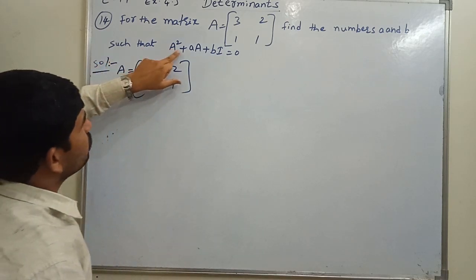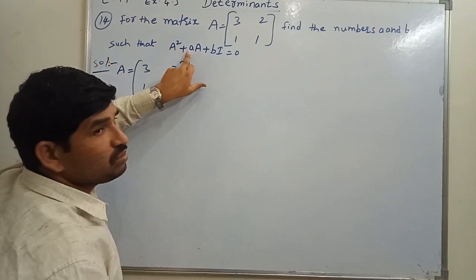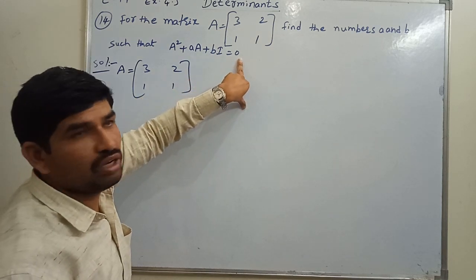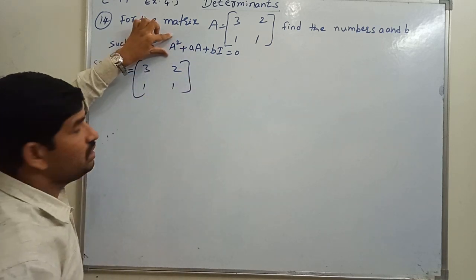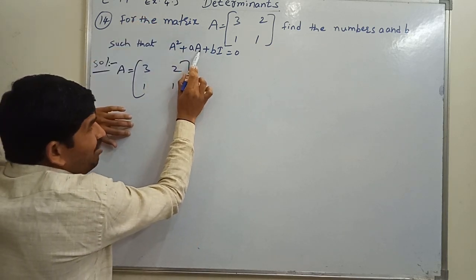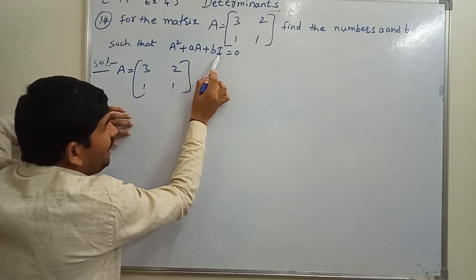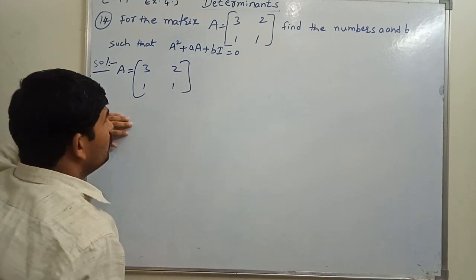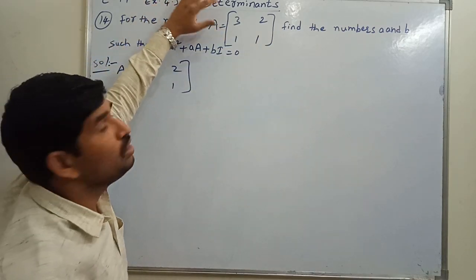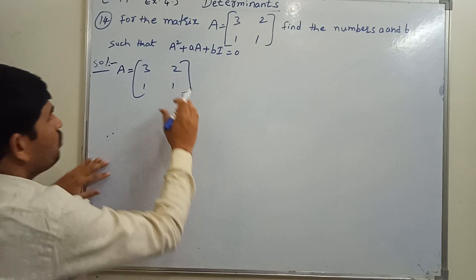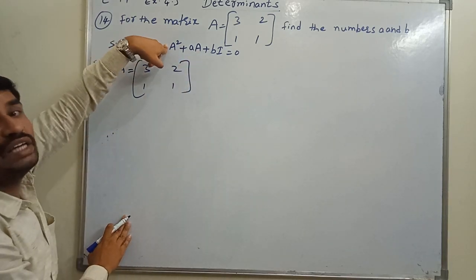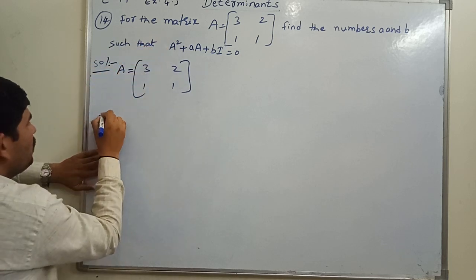Such that A square plus small a into capital A plus small b into I is equal to the 0 matrix. Once again, A square plus small a into capital A plus small b into I is equal to the 0 matrix. Now we have to get a and b by using this equation and the given matrix. To substitute, first we have to know the A square matrix, so I am going to find A square.